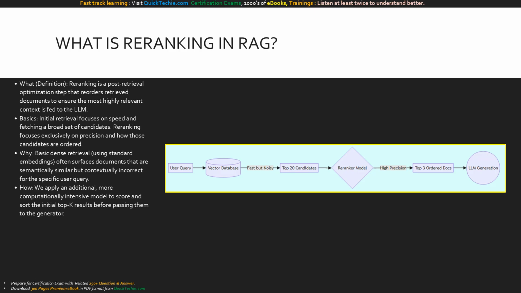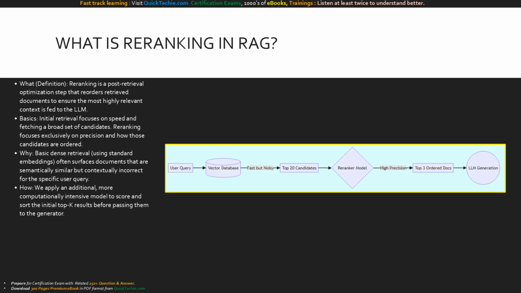In a standard RAG pipeline, our first step is to quickly fetch a broad set of candidate documents from our vector database. However, hybrid or semantic retrieval focuses primarily on how documents are retrieved, whereas reranking focuses strictly on how they are ordered after that initial retrieval.